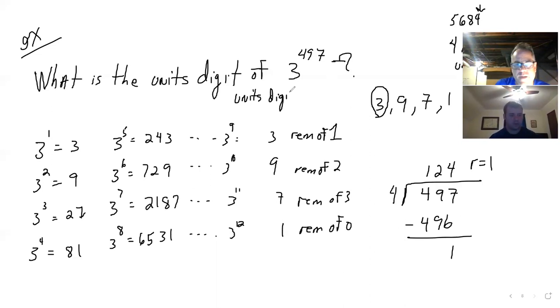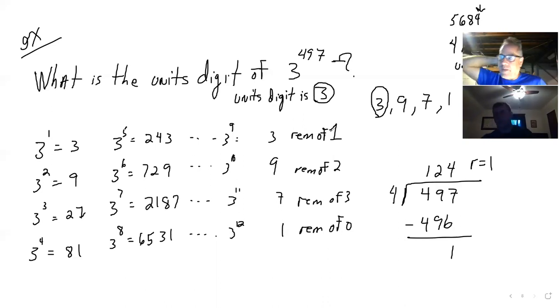Because I got that remainder of 1, I know 3 to the 497 would go in that first row. And there are a couple like that where you'll use this kind of technique, solving a similar, simpler problem. Questions on this one? All right.